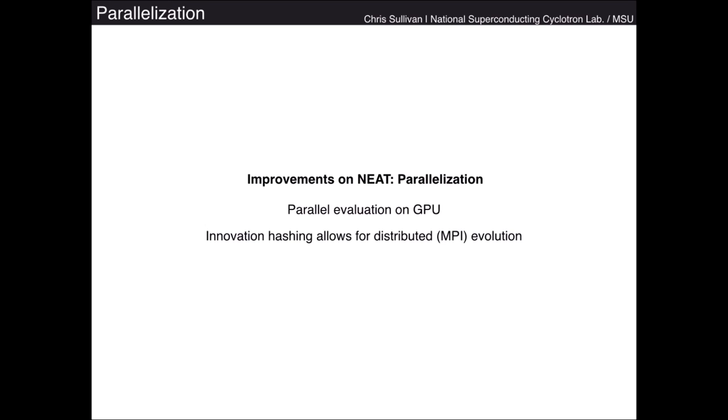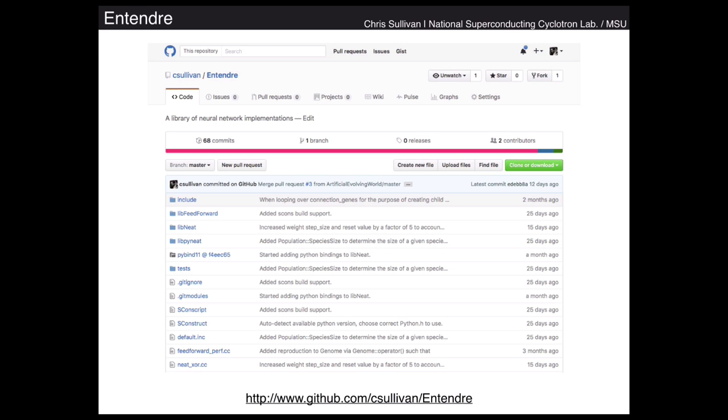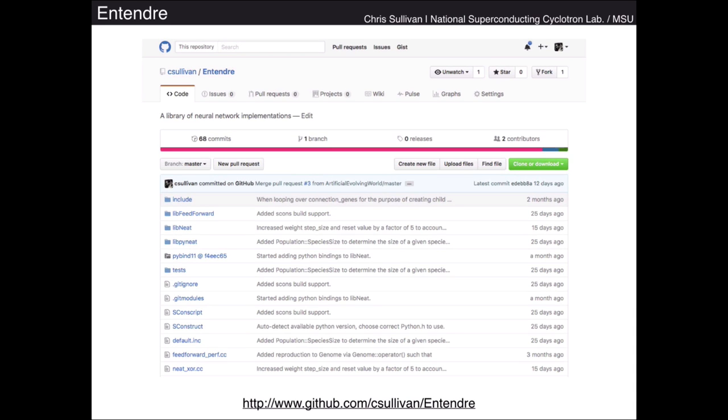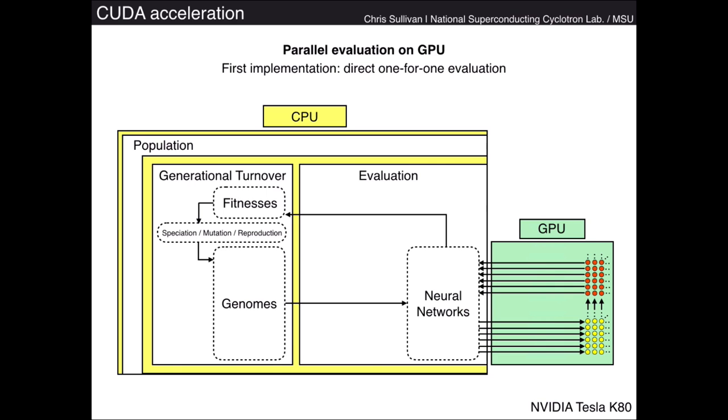What I want to tell you about now is some improvements I've made on the NEAT algorithm by utilizing parallelization, and specifically parallelization on the GPU. Just a quick plug here: I'm the lead developer of a neural network library known as Entendre. This is open source code that's available to be forked on GitHub. I've recently been focusing most of my efforts on developing the NEAT portion, what I've been describing to you today. So let's dive in and look at this code specifically and how I've parallelized it on the GPU.